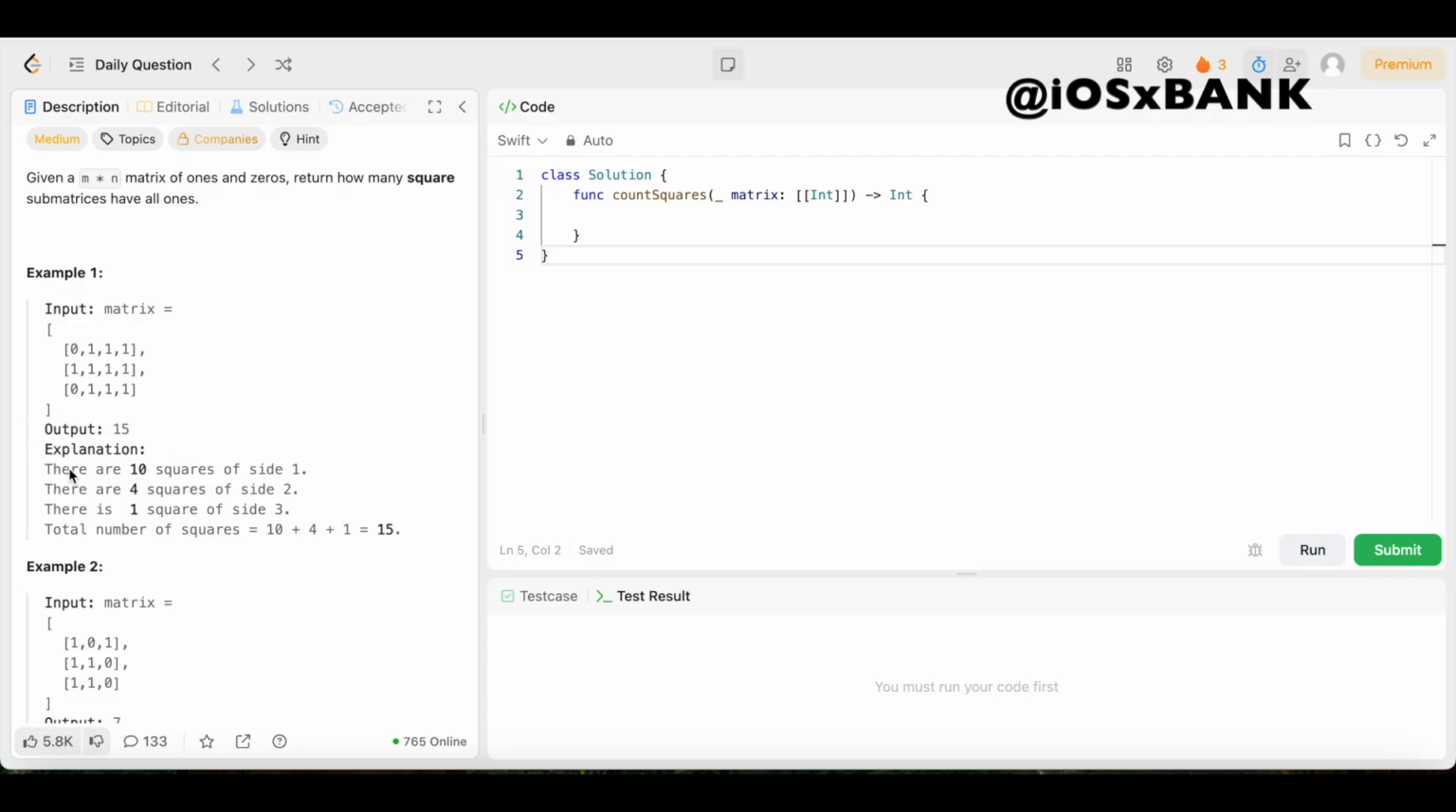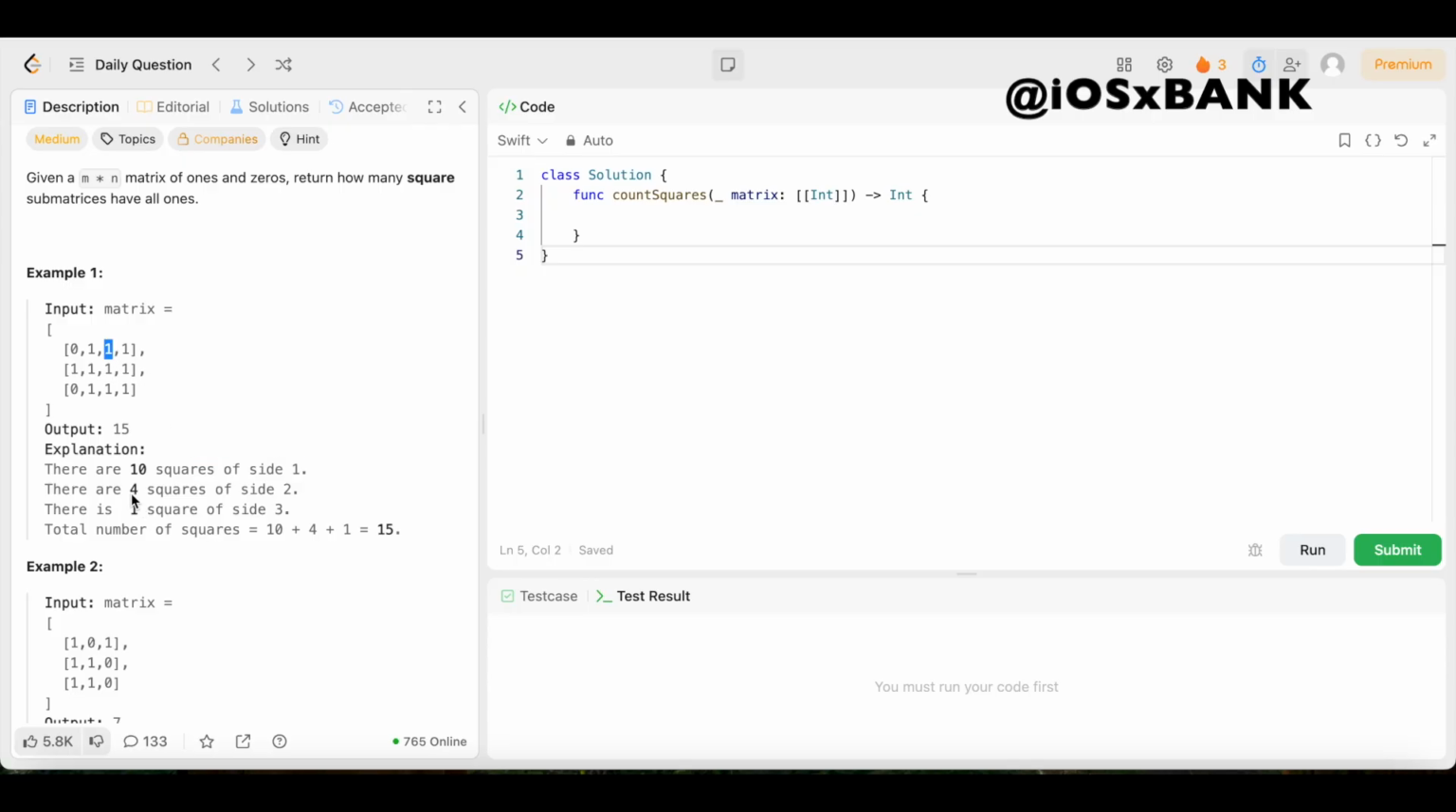Explanation says there are 10 squares of side 1. So there are 10 squares where it's just 1, right? So this counts as a submatrix that's 1. This would be 2. This would be 3. This would be 4. This counts as 5, 6, 7, 8, 9, and 10. So boom, we have 10 square submatrices of side 1, meaning the length of the side is 1, or the height is 1, which is just 1.